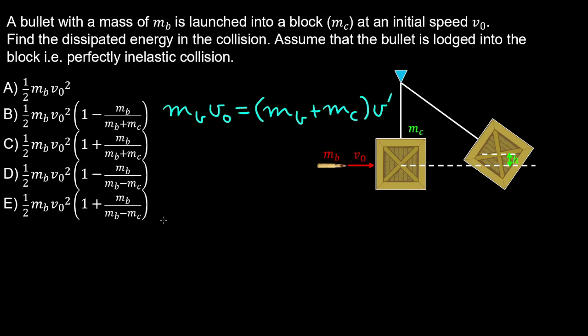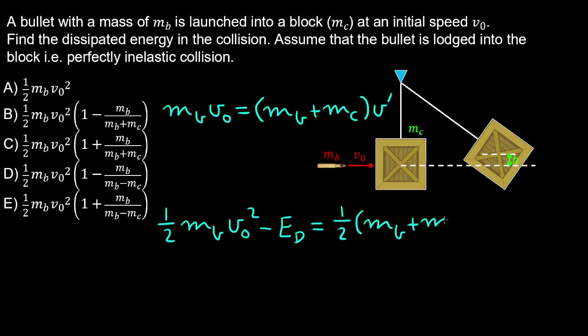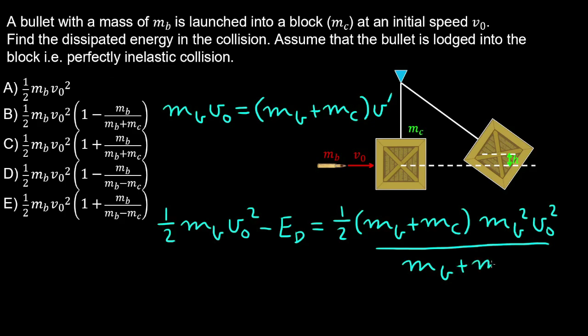And applying a conservation of energy, we have the kinetic energy of the bullet being 1/2 by the mass of the bullet by the square of the initial speed, minus the dissipated energy when the bullet's lodged into the block, so due to the breaking of bonds, and that's equal to the final kinetic energy of the system, which is 1/2 by the mass of the bullet plus the mass of the crate by v dash squared. So we have mb squared by v0 squared on mb plus mc all squared.